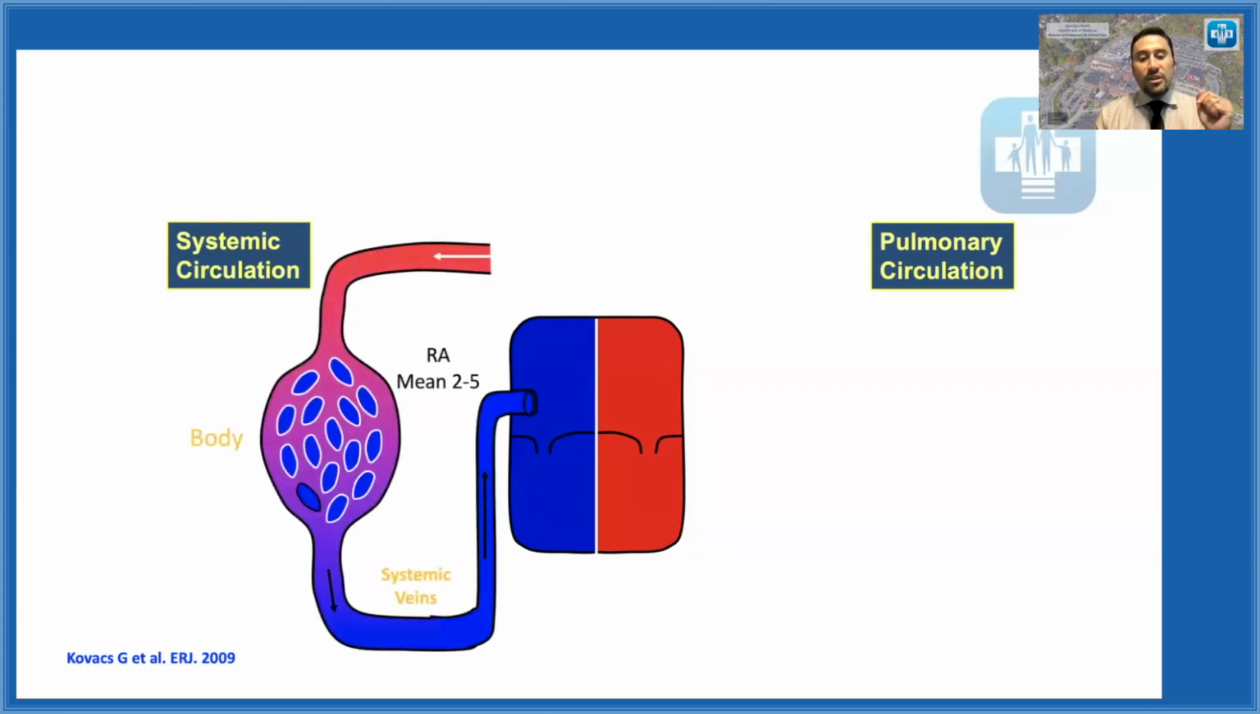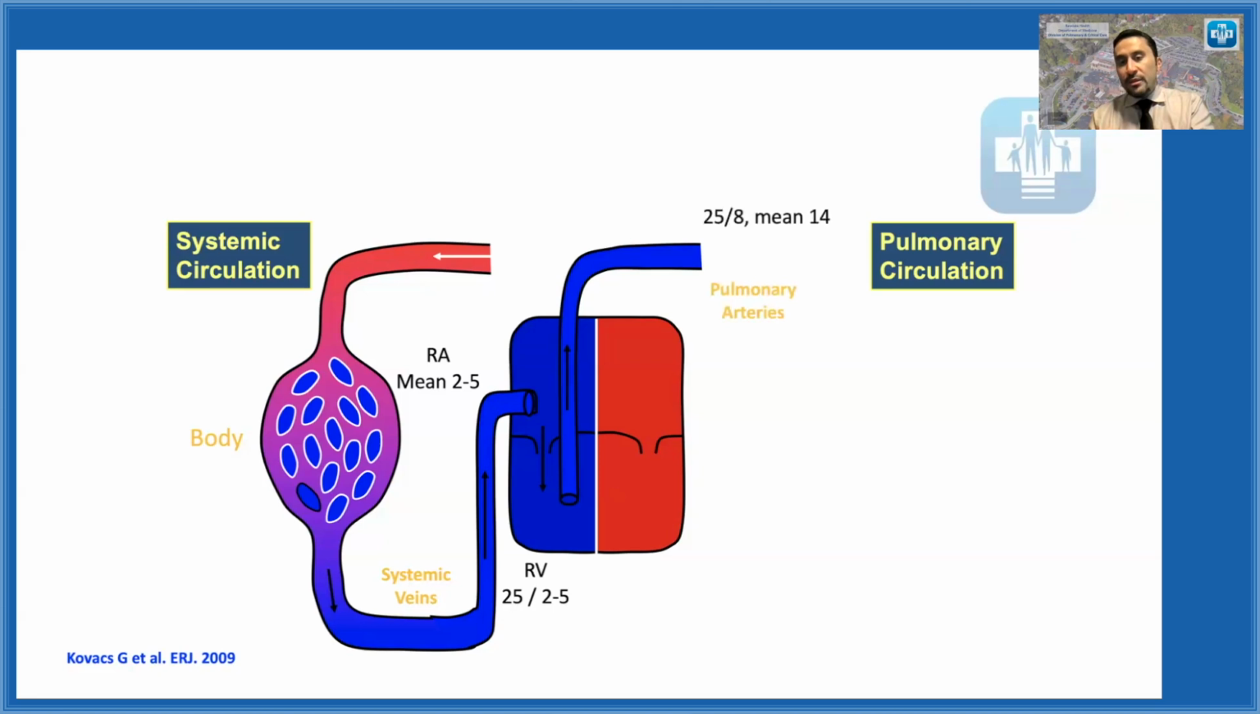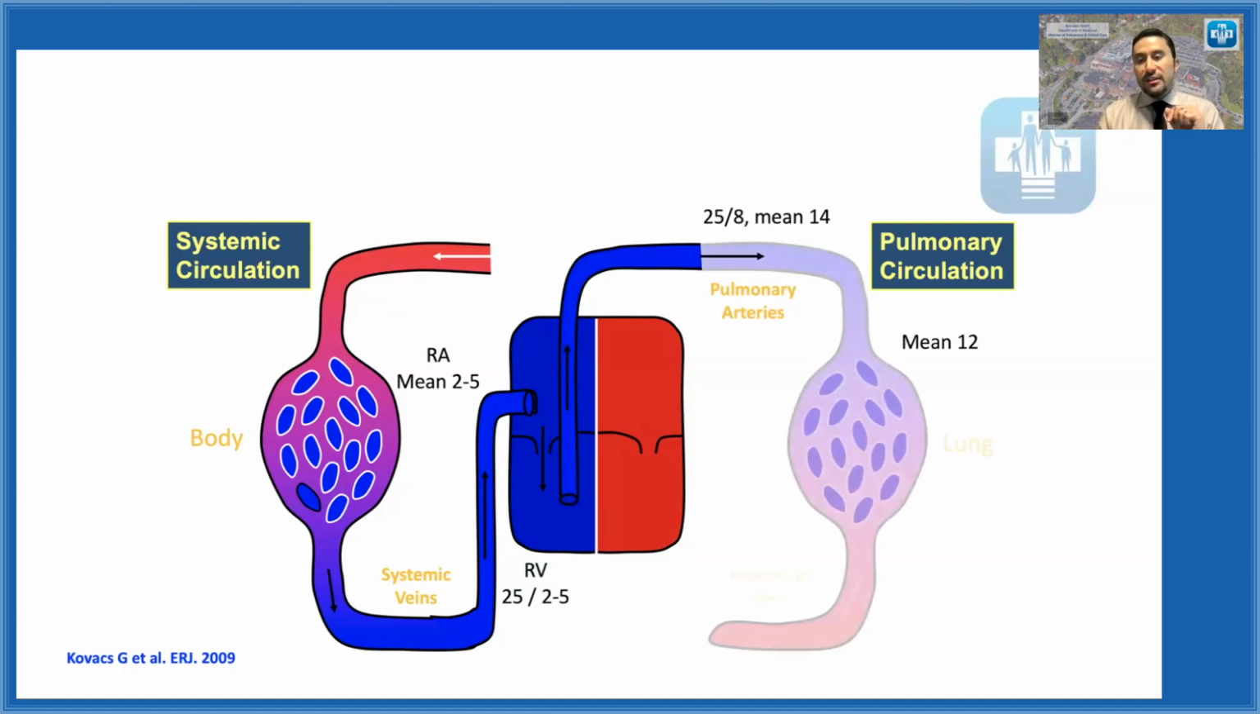So when we receive blood from all over the body, it comes from the systemic veins through two different veins, the inferior vena cava and the superior vena cava, and it reaches the right atrium, and then it goes through to the right ventricle. The right ventricle then pushes blood through the pulmonary artery to the rest of the circulation, and there are numbers that appear on the screen. This is what we expect of normal circulation on average in the United States and Canada.